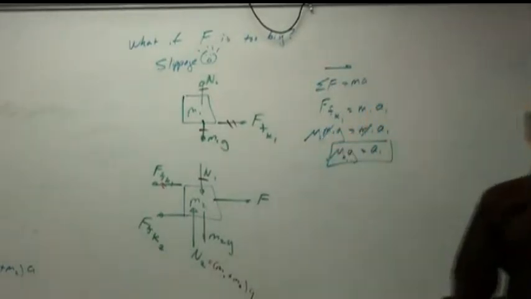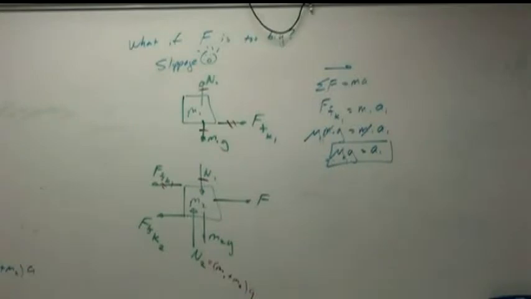I think in your review packet I've given you one like this, where they have mu K1, mu S1, mu K2, mu S2. So does that mean it's on the test? Maybe.